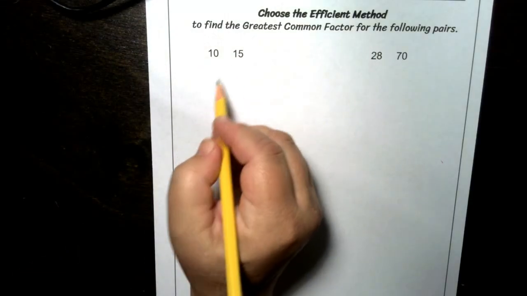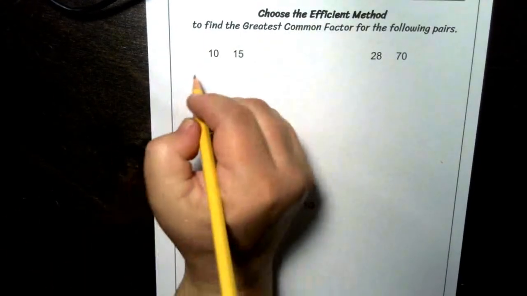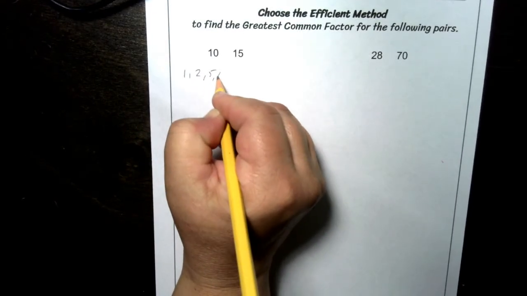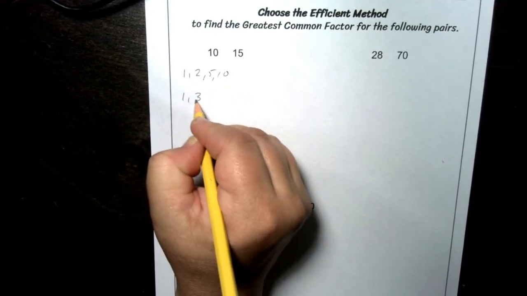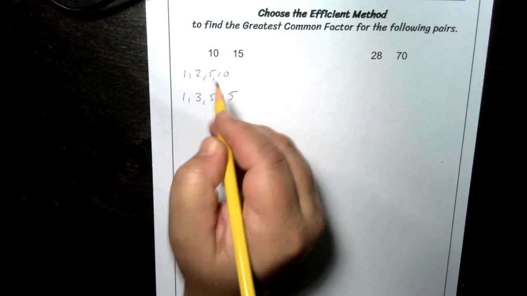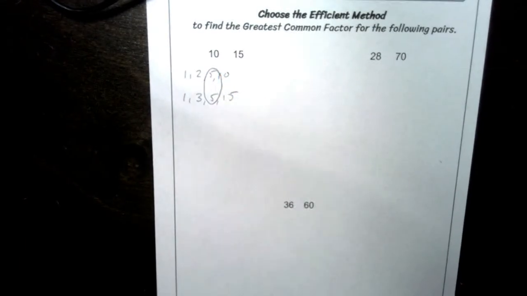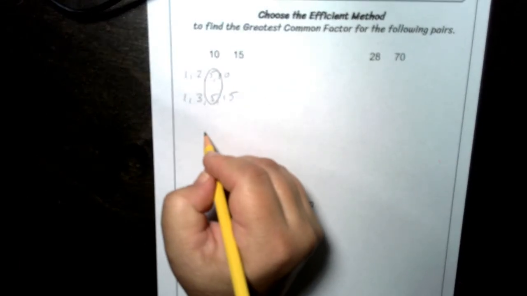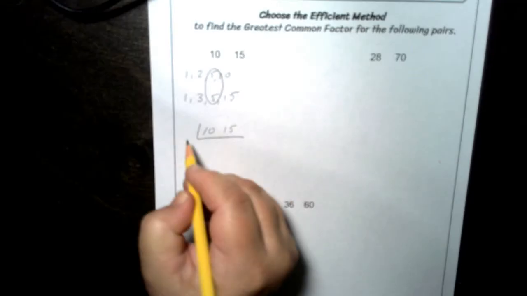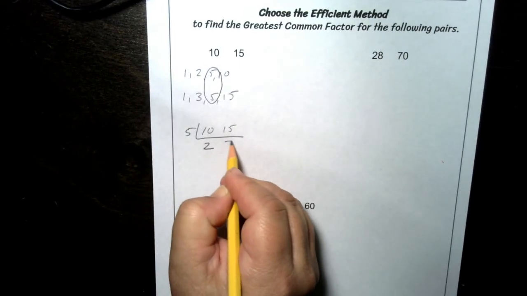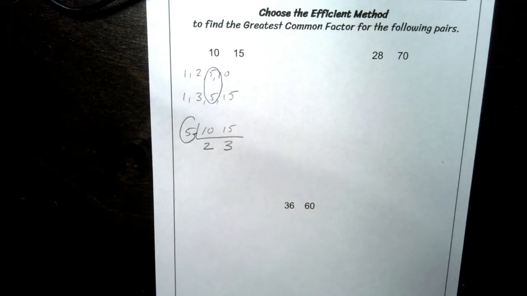All right, so for here, either one would be efficient. I might say, you know what, my factors of 10 are 1, 2, 5, and 10. My factors for 15 are 1, 3, 5, and 15. Okay, I can write those out pretty quickly and go, you know what, my greatest common factor is 5. I could do the ladder method, and I might go, the only thing they share is 5. 5 times 2 is 10. 5 times 3 is 15. This is the only number out there. So both methods, I think, for those 2 numbers would be equally as efficient.